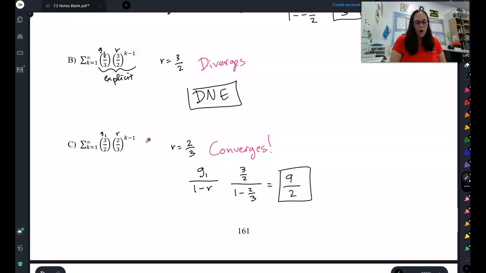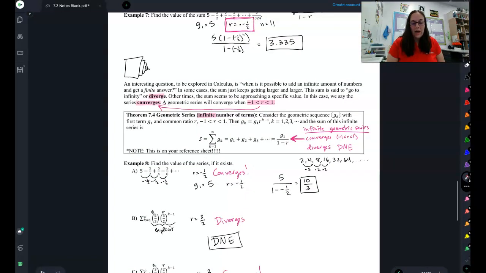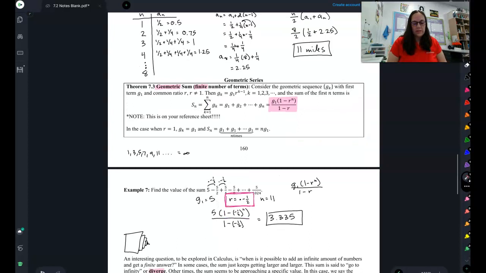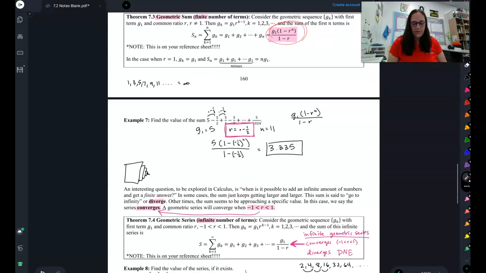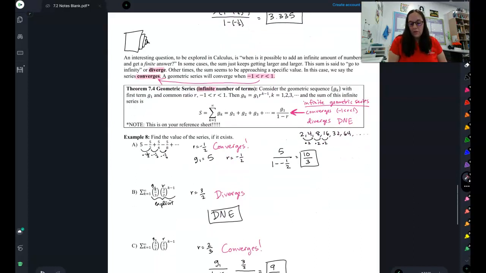So if I took all the infinite series of this and added them together, they're going to converge to a total of 9/2. So that is how we do geometric series. If they're finite, if they come to an end, we use this equation. If they are infinite, we have to find out if it converges or diverges. If it converges, we use this equation. In the next video, we're going to do some application problems, some story problems using this information about geometric series.